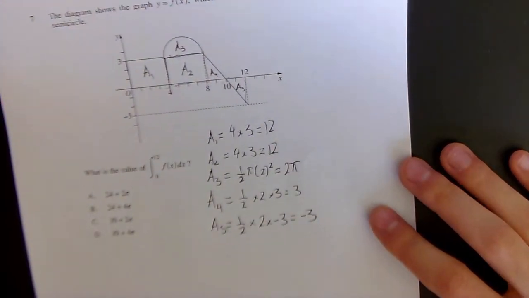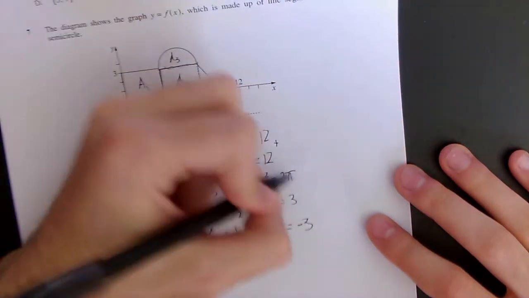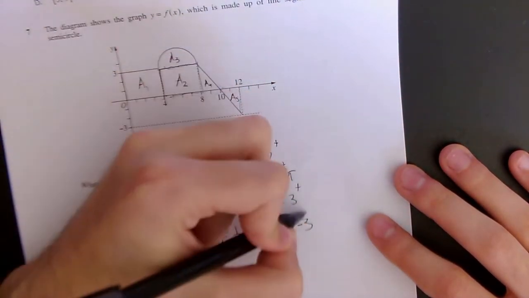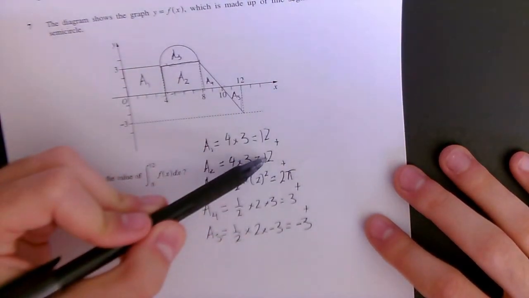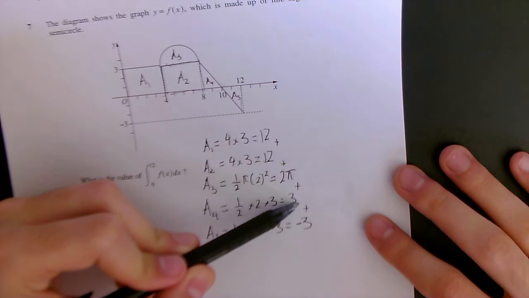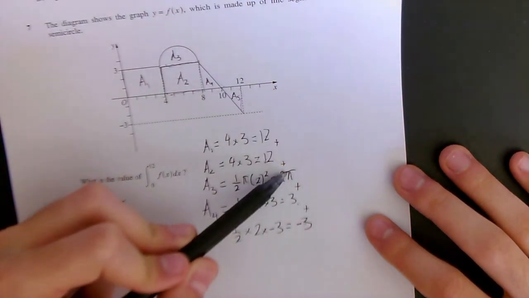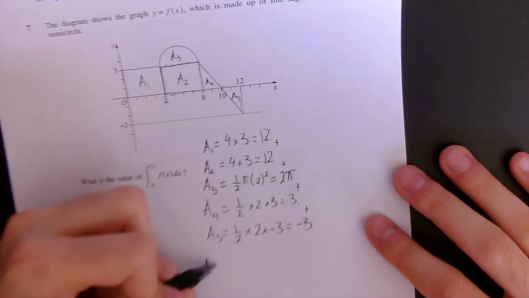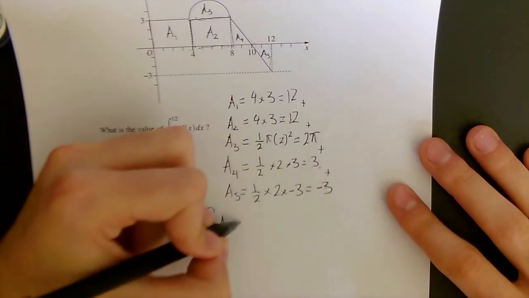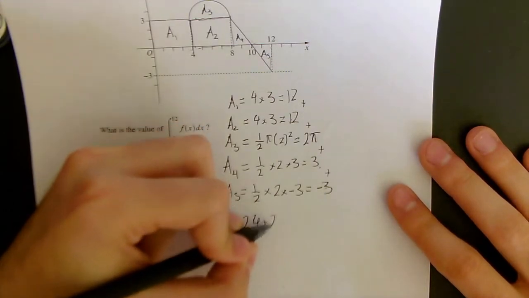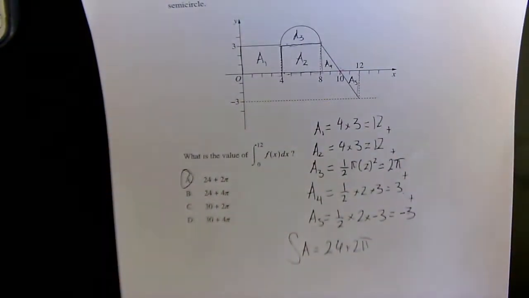And what I do to find the integral is essentially add up all these. So 12 plus 12 plus 2 pi plus 3 plus negative 3, which is minus 3. So 12 plus 12 is 24. Plus 3 is 27. Minus 3 is back to 24. Plus 2 pi is just plus 2 pi. So the total area, or I should say the integral of the area, is 24 plus 2 pi. And as we can see, that is answer A.